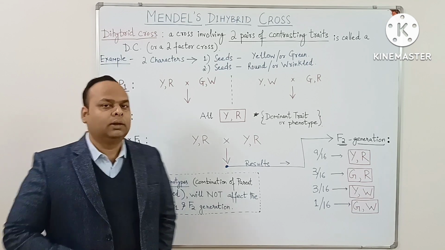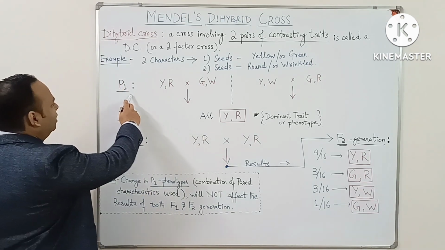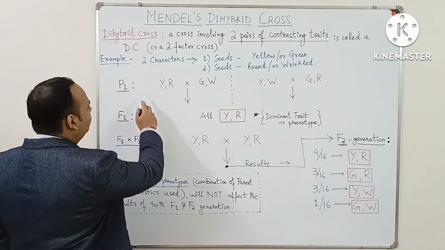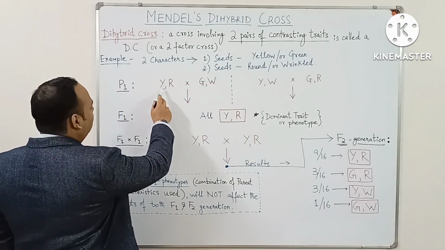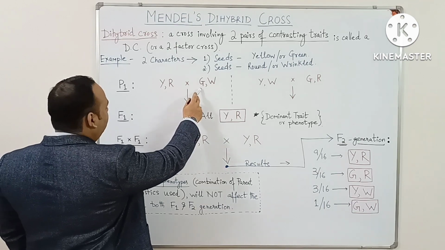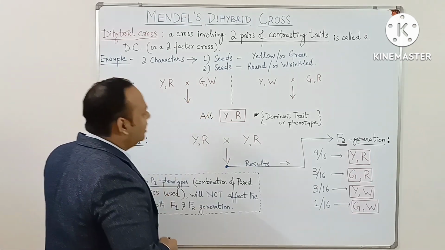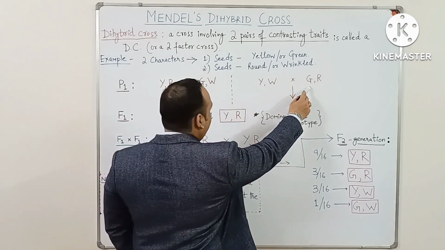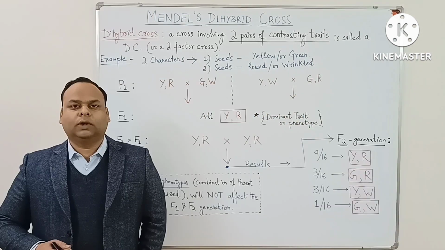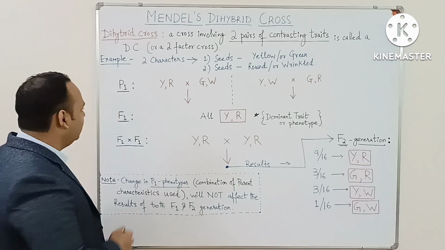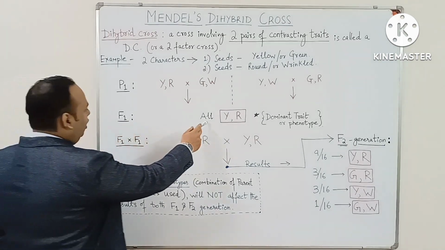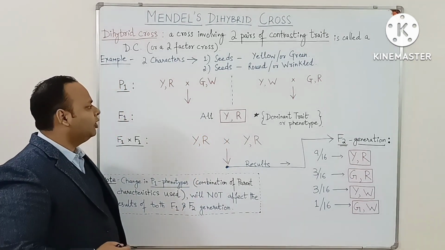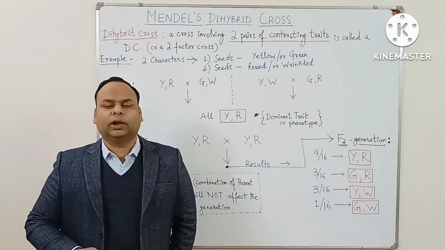As we can see, in the P1 cross, we take two possible combinations of parents. In the first combination, a yellow and round plant is crossed with a green and wrinkled plant, whereas in the second case, a yellow and wrinkled plant is crossed with a green and round plant. After the P1 cross, in the F1 generation, all the progeny achieved are yellow and round, and this trait or character is the dominant phenotype.